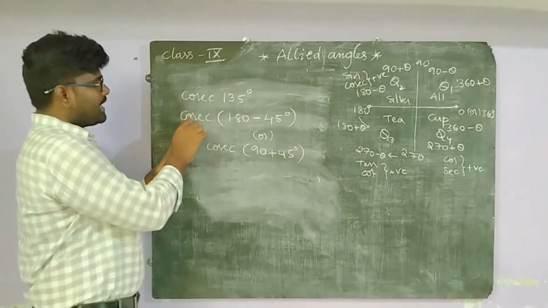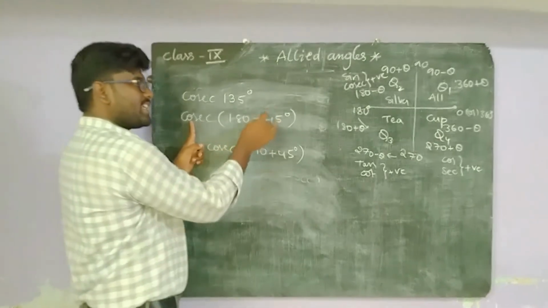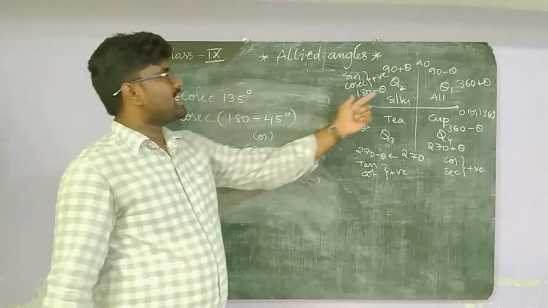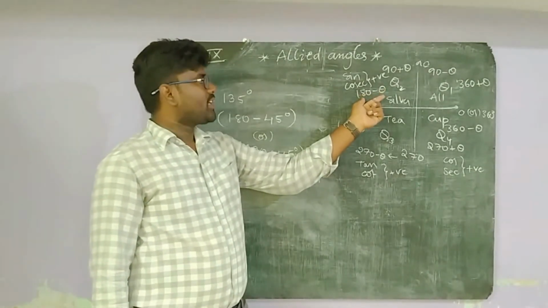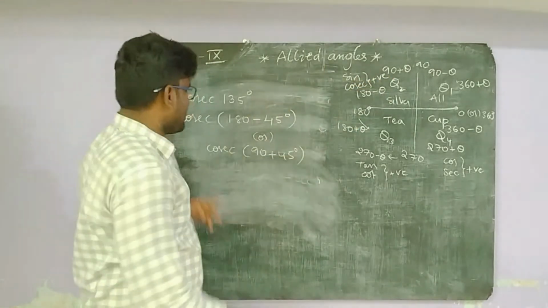Just here, one of them is treated as cosecant 180 minus theta. Cosecant 180 minus theta means it is in the second quadrant. In the second quadrant, what are positive? Sin and cosecant are positive. That means the answer we are getting is positive.